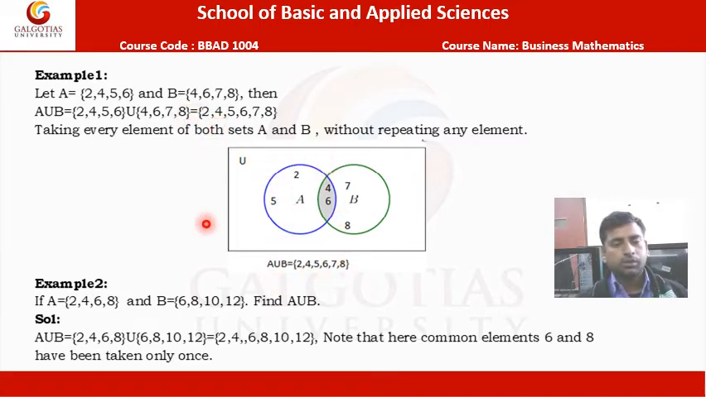This is also represented by the Venn diagram. The common elements will be represented in the common area of the circles. So 4 and 6 are the common elements, and they are represented in the common area of both circles.